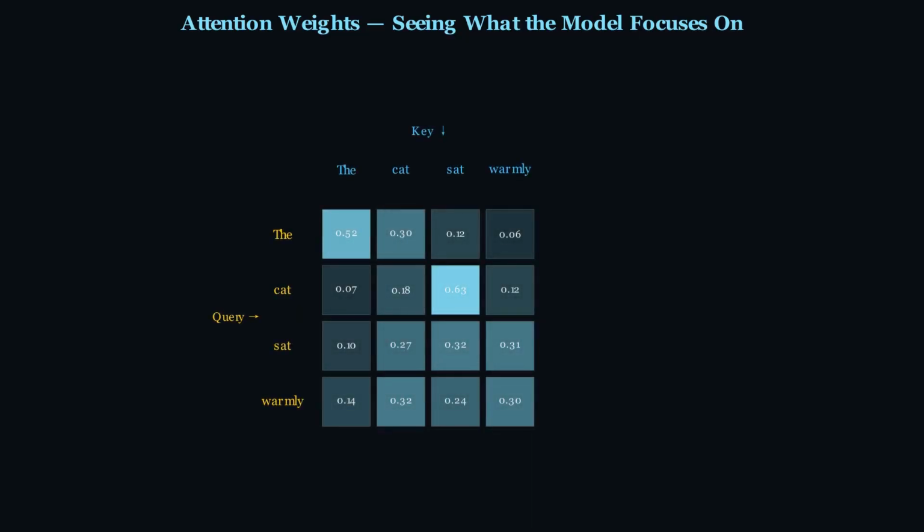After the softmax, we get an attention weight matrix. Rows are query positions. Columns are key positions. Each cell shows how strongly a query token attends to a key token. Darker teal means higher attention weight. Here, cat attends most strongly to sat, since that is the verb this subject performs. The color scale shows low to high attention weight.